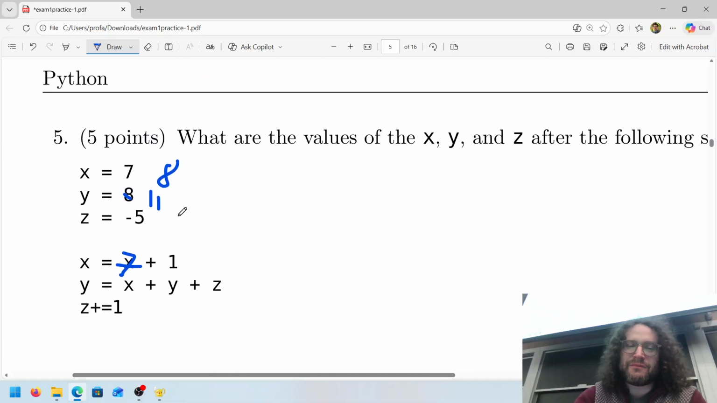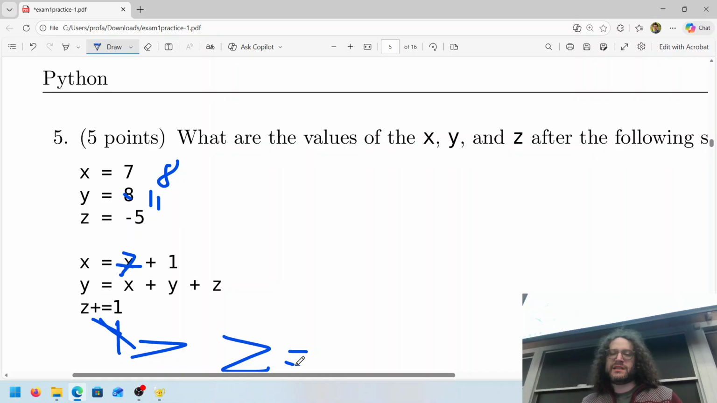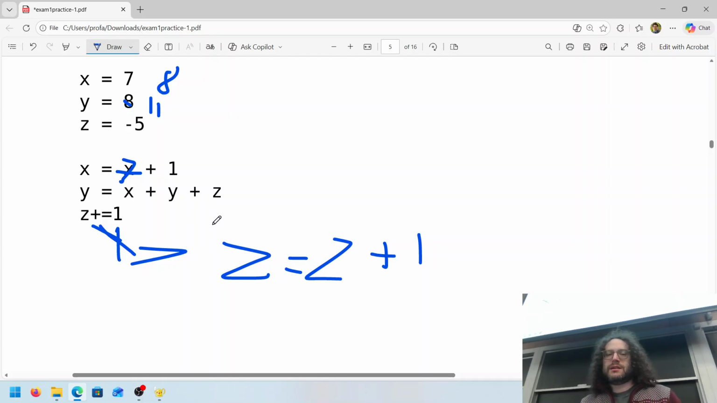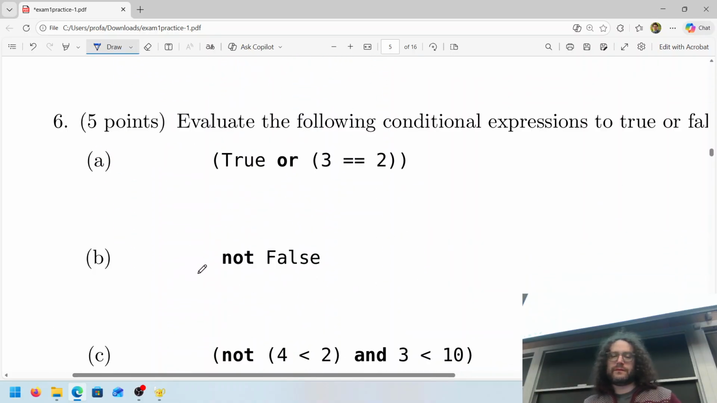Next is probably the worst part of this, which is z plus equals 1, which is to increment this value by 1. And for a lot of you, instinctively, if you're rushing, you'll write down -6. But incrementing means adding 1. This line is a shorthand for z is equal to z plus 1. Got it? So this is equal to negative 5 plus 1, which is negative 4, and then we take that and store it in z. So the value would be negative 4. All right.